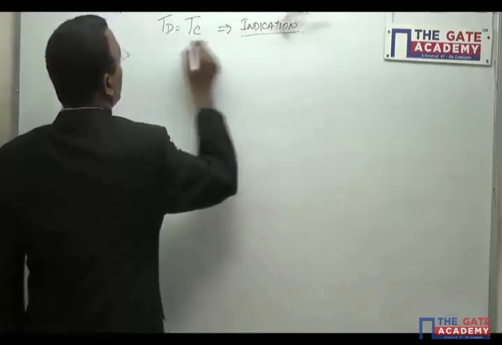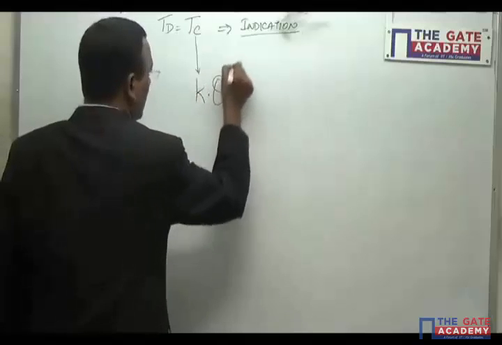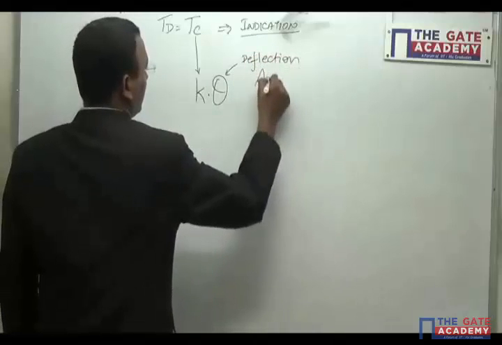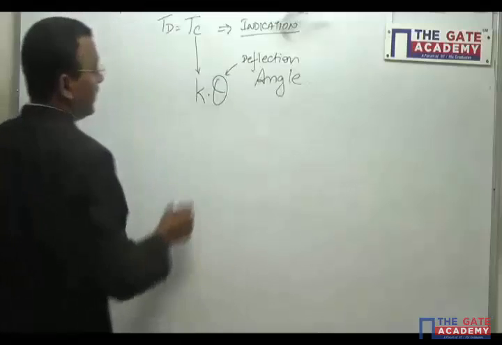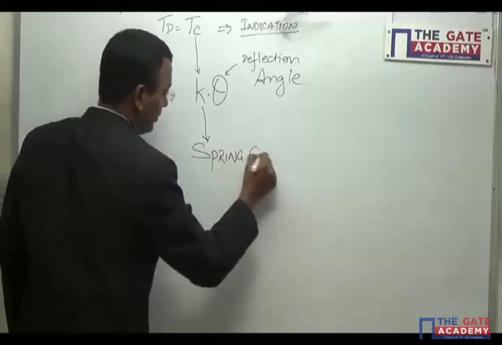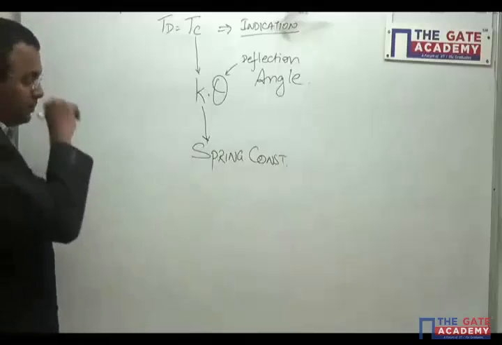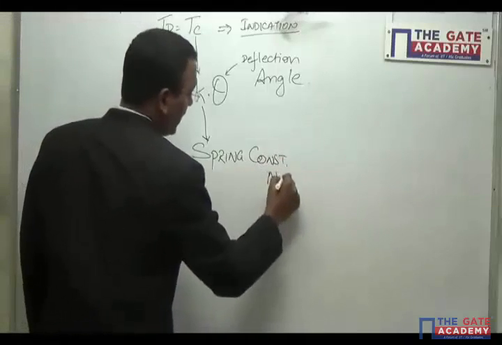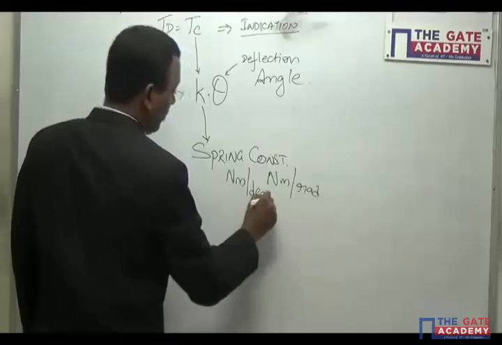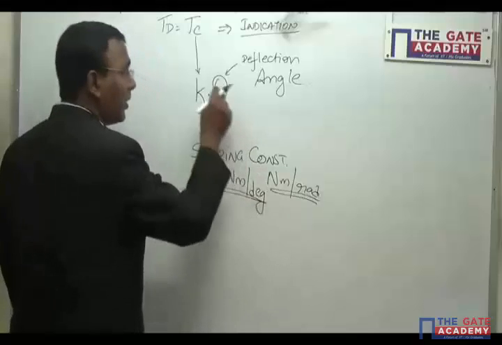Remember this point always. Your control torque, whenever we use spring control, is always given by K theta, where theta is the deflection angle. K is the spring constant. It may be in Newton meter per radian, or it may be in Newton meter per degree. So please ensure the unit of spring constant is in agreement with the unit of theta.